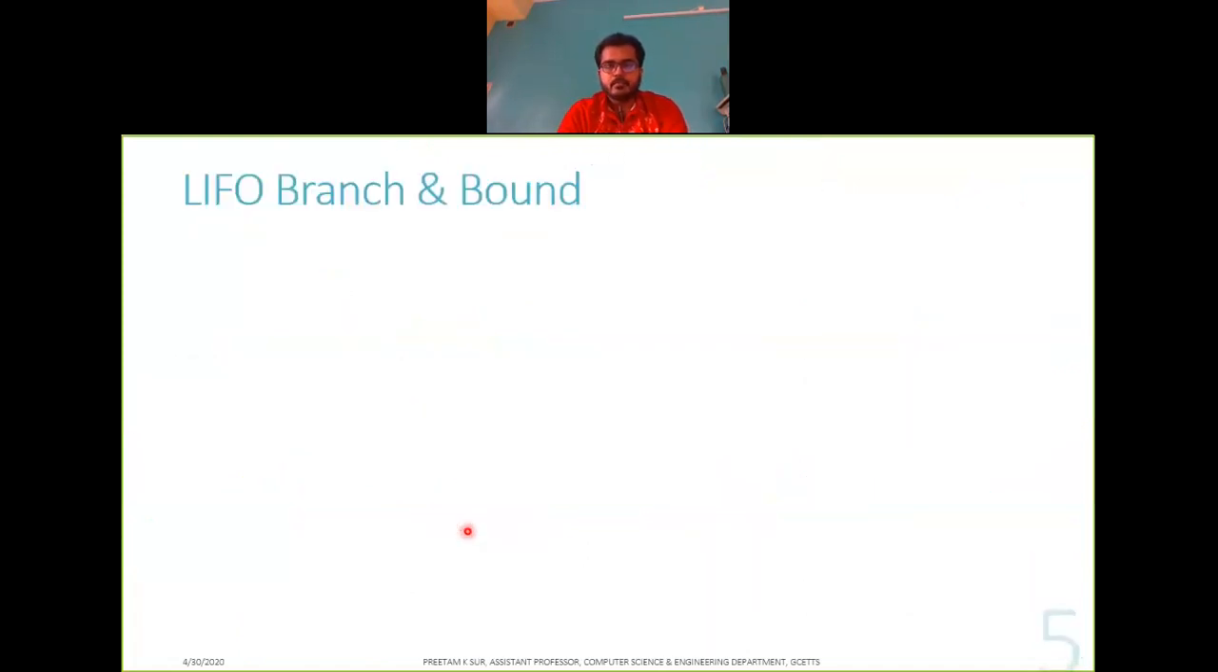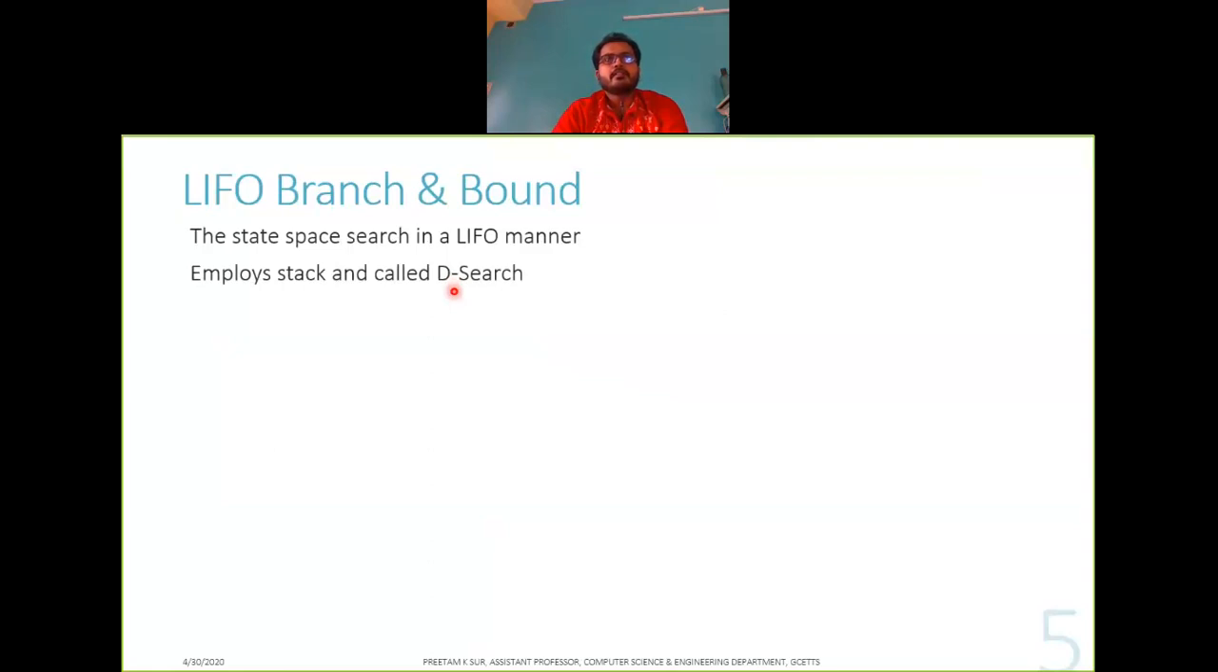Now the next thing we will do is LIFO branch and bound. LIFO branch and bound will employ a stack in place of a queue. So the state space search will be done in a LIFO manner, and for doing that it will employ a stack. Now don't get confused, but this is not DFS search.